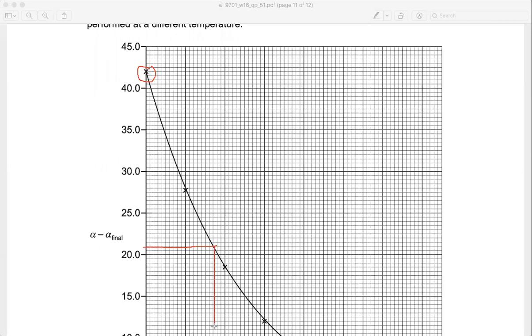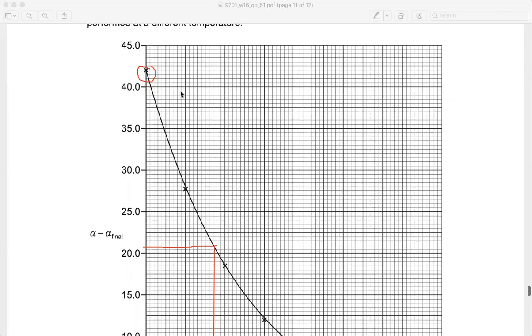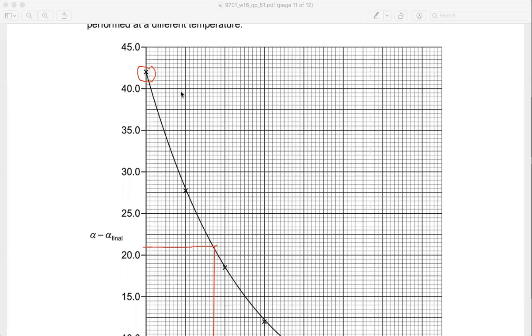Okay, so you read the time when, oh my God, what's happening here? Hold on. Okay. So I cannot move my graph, otherwise everything will be adjusted.